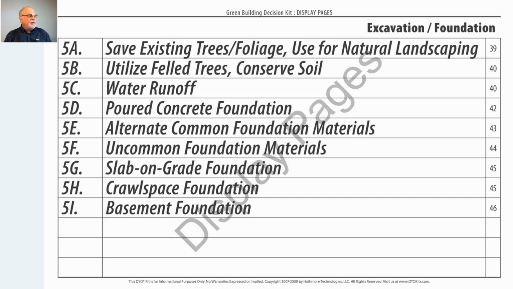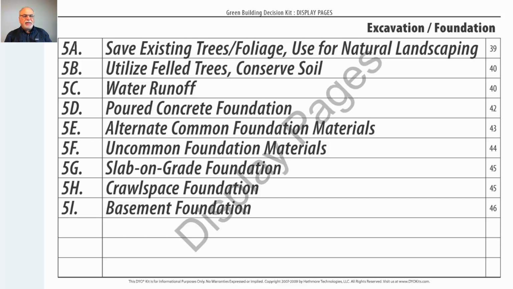5A is about saving existing trees, foliage, and use for natural landscaping. Try to save as much natural landscaping as you can if you build new, or if you're remodeling. Try not to take out any more trees than you need to, and learn how to identify good trees from trees that aren't necessarily worth saving.